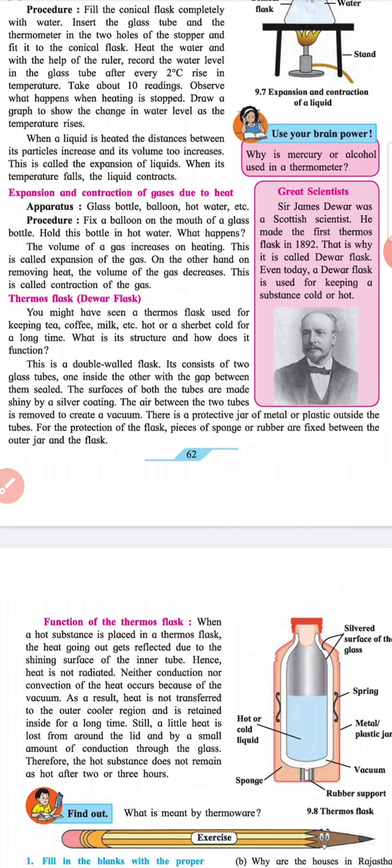Box. Heading: Great scientists. Sir James Dewar was a Scottish scientist. He made the first thermos in 1892. That is why it is called a Dewar flask. Even today, a Dewar flask is used for keeping a substance cold or hot.